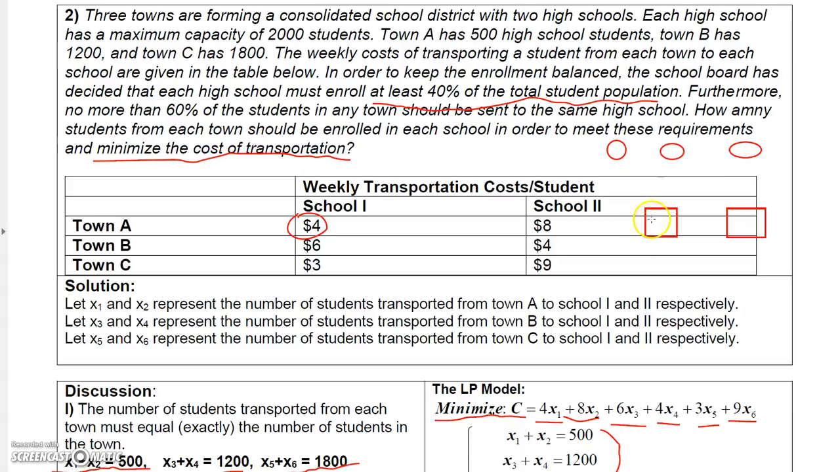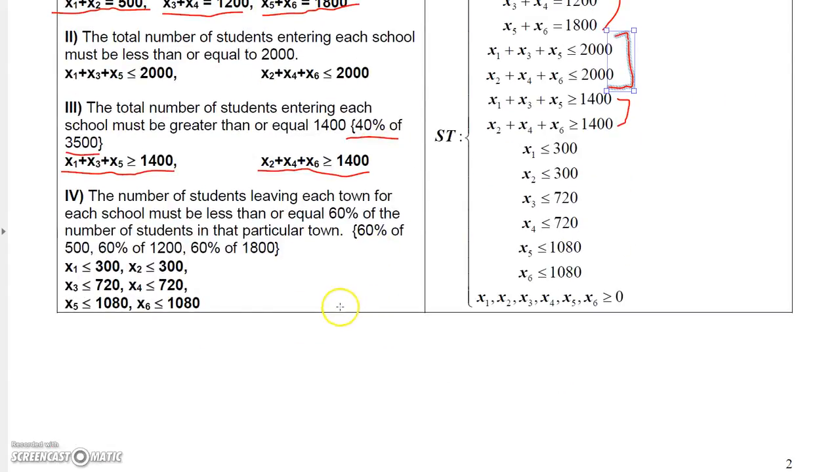So no more than 1,080 can go from town C to school 1 or town C to school 2. So x5 must be less than or equal to 1,080, and so must x6. So that's your final constraints there. And then don't forget your non-negative constraints, because none of your number of students can be negative, so all of those have to be non-negative.